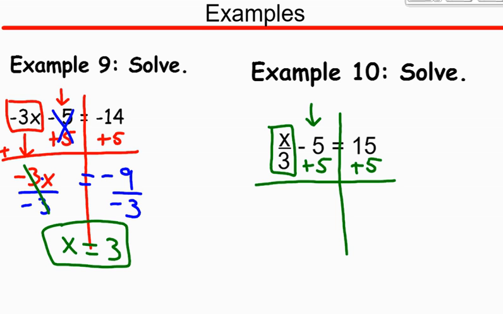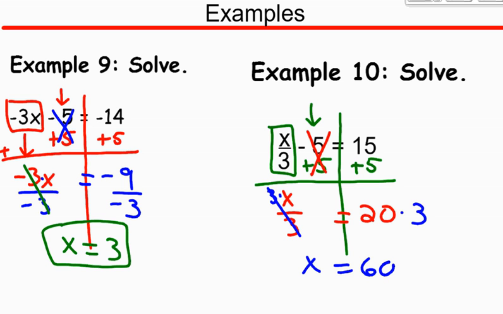That's going to make those 5 and negative 5 cancel. So x minus 3 is going to come down. And that's going to equal 20. 15 and 5 are 20. Okay, the opposite of divide by 3 is to multiply by 3, both sides. These will now cancel, so x is going to be equal to 60.